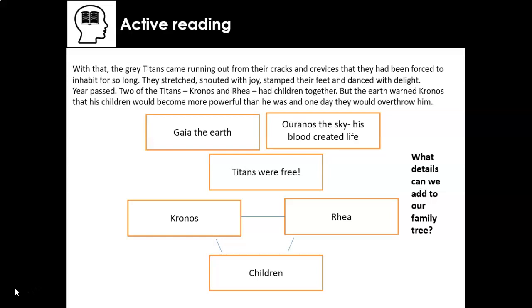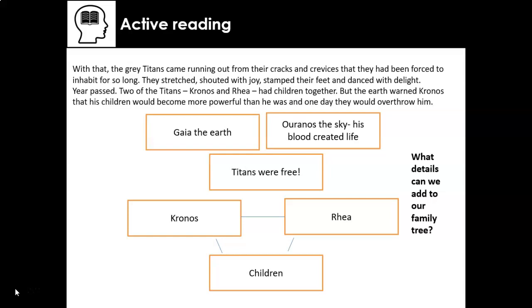Now you're not making new Gaia and Uranus boxes, you're just adding this to the information at the top of your family tree. We've now got the Titans free, yay. So they were trapped by their father, but now they're free. Brilliant. So it says here, what new details can we add? So underneath the Titans, can we add two new boxes to introduce Kronos and Rhea and the fact that they had children together? That would be good, wouldn't it?